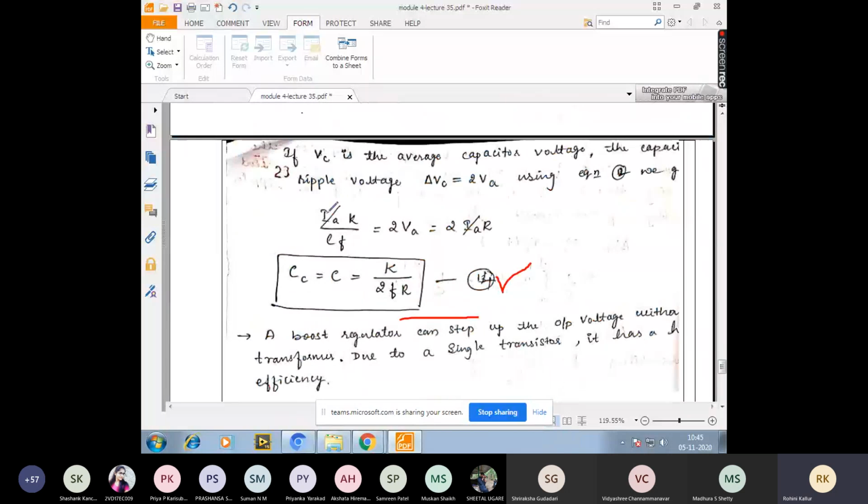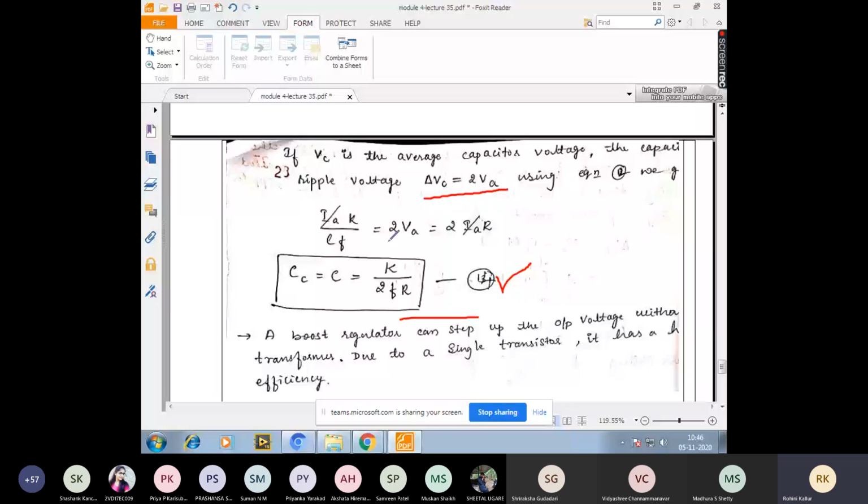And then we wrote this particular thing, which is delta Vc. So this delta Vc is nothing but Ia into K divided by C into F, and I'll equate it to 2Va. After equating, we'll simplify, that is cancellation of the common terms. So you have Cc, which is the critical value of capacitance, equal to K divided by 2F into R.